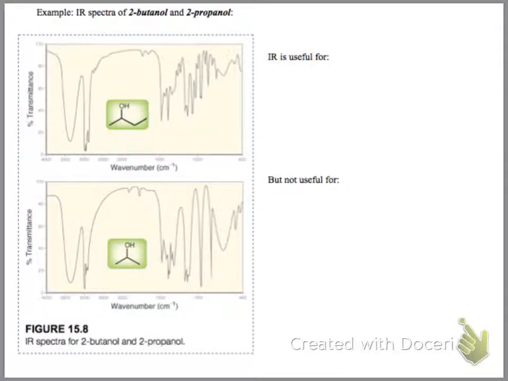So let's look at what IR is good for. If we have two compounds and we have each of their IR spectrum, one of them is an alcohol and this one is also an alcohol. So both of them are going to have the same characteristic alcohol peak. So we can see that peak here. It's the big broad peak that comes around 3,000 or so. And we see that both of these compounds have an OH peak.